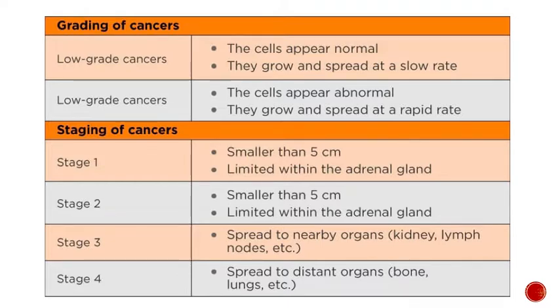And staging of cancers. In stage 1, the cancer is smaller than 5 cm. It is limited within the adrenal gland. In stage 2, the tumor is larger than 5 cm. It is limited within the adrenal gland. In stage 3, the tumor spread to nearby organs, for example, kidney, lymph nodes, etc. And in stage 4, it spread to distant organs like bone, lungs, etc.